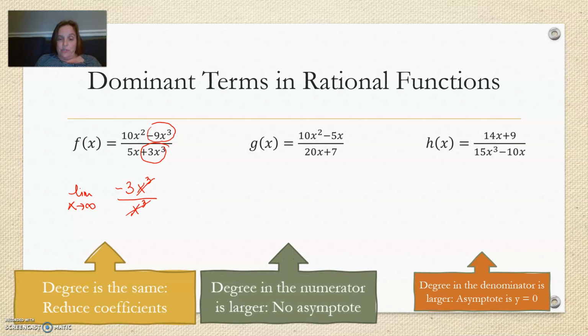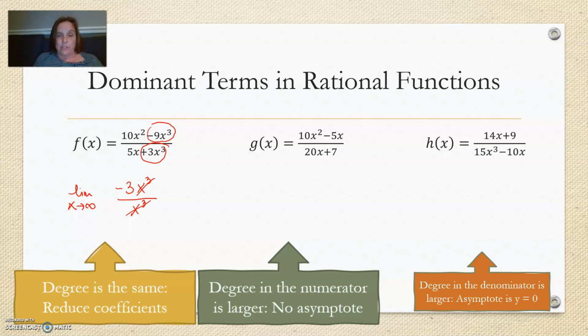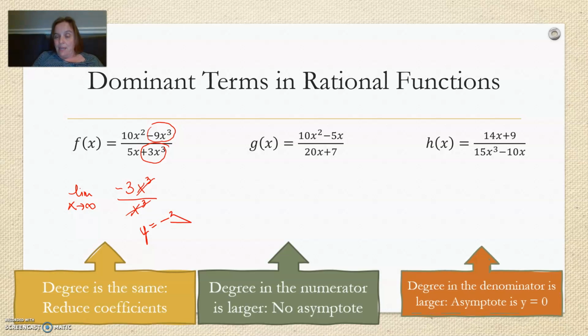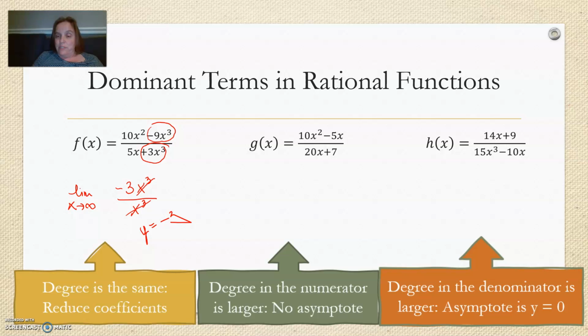For g of x, the degree in the numerator is larger, and that means that I have no asymptote because my numerator is growing faster than my denominator. For the first one, the asymptote is y = -3. For the second one, there is no asymptote. And for h here, the degree in the denominator is larger, which means my denominator is growing faster than my numerator. So this asymptote would be y = 0.